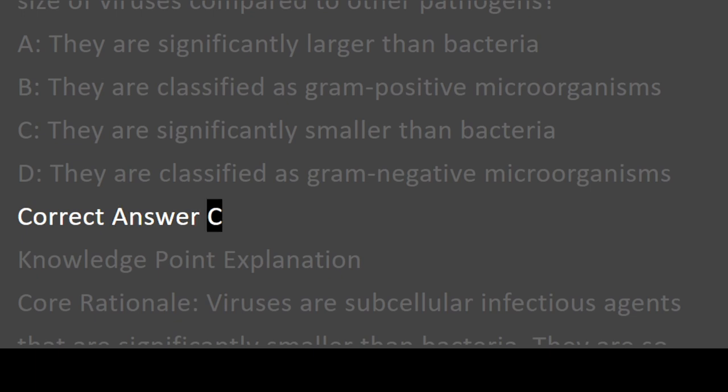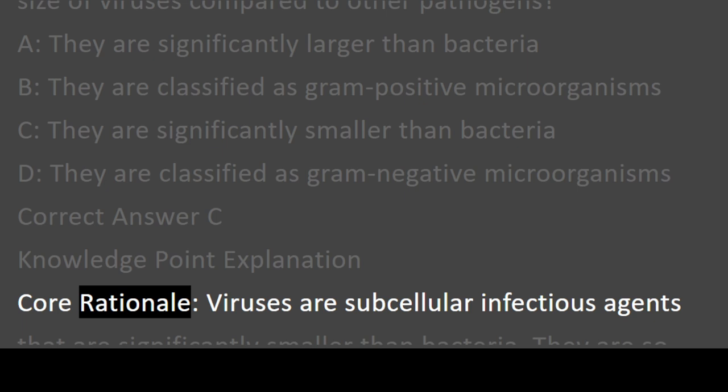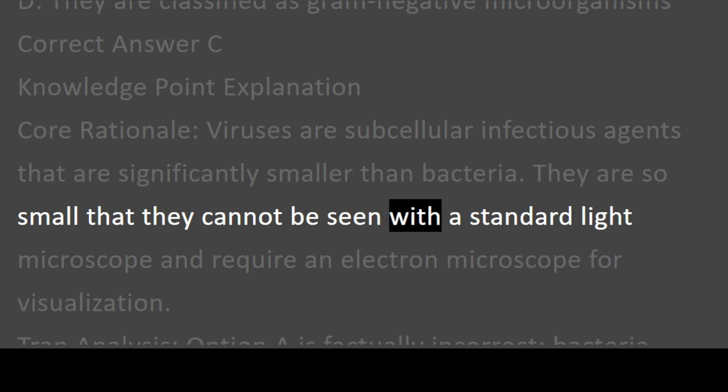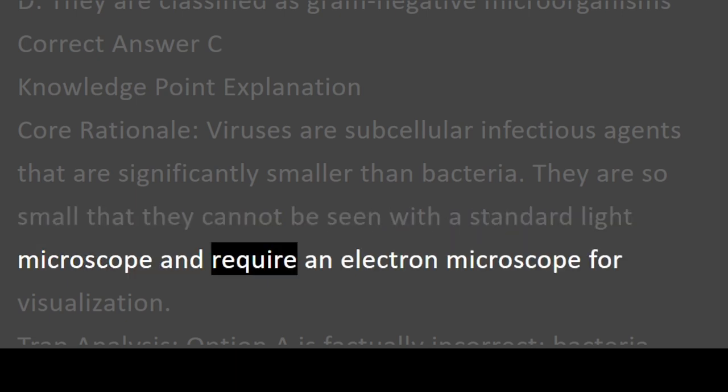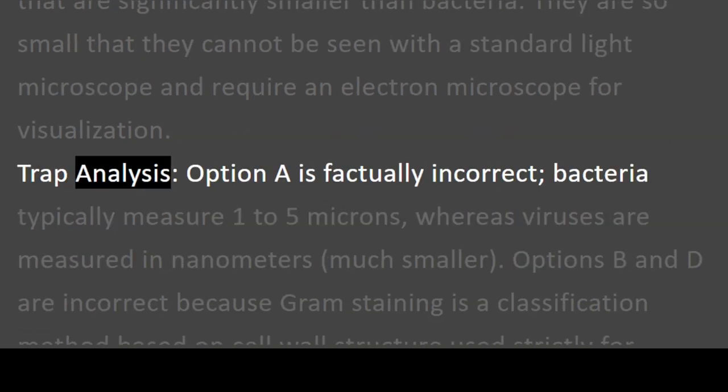Correct answer C. Knowledge point explanation. Core rationale. Viruses are subcellular infectious agents that are significantly smaller than bacteria. They are so small that they cannot be seen with a standard light microscope and require an electron microscope for visualization. Trap analysis. Option A is factually incorrect.